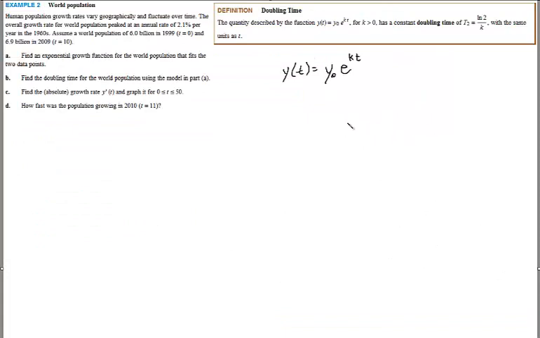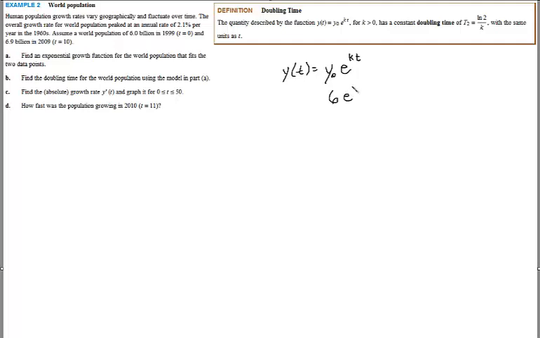In this next example, we're going to come up with our equation for the particular scenario that they've presented us with here. They tell us that we're assuming a world population of 6 billion at time 0. That they just gave me, so we're going to say everything is in terms of billions, our y, so this is going to be a 6.